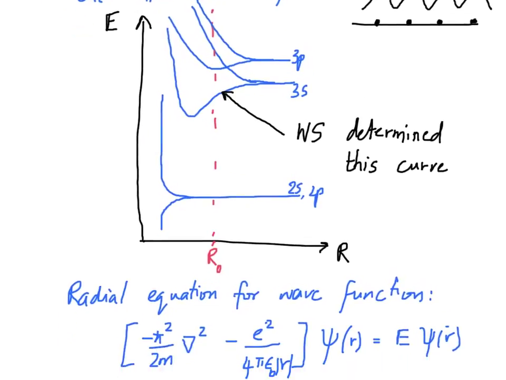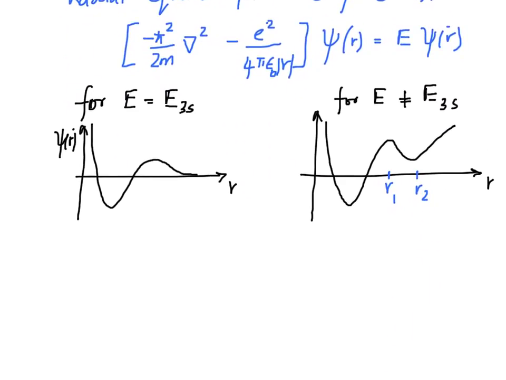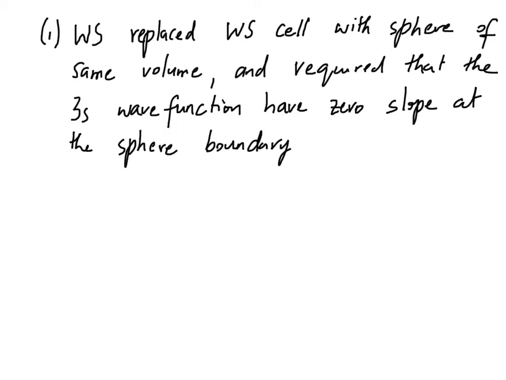Okay, let's just very quickly recap all of these nice ideas very briefly. So the first step was that Wigner and Seitz replaced their Wigner-Seitz cell with a sphere of the same volume, and in addition they required that the 3s wave function have 0 slope at the boundary of that sphere, right? So this step actually allowed them to solve a spherical problem. So that was a huge simplification. So that was the first step.